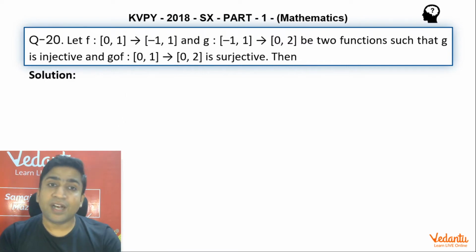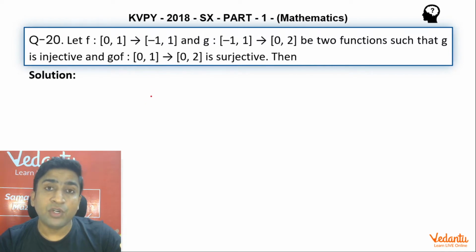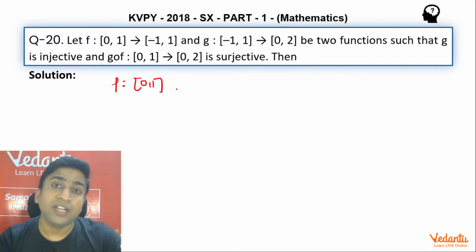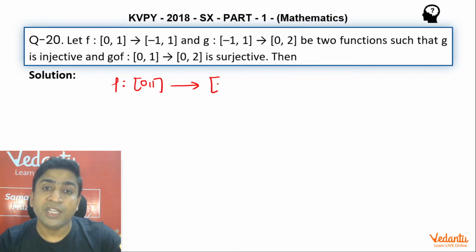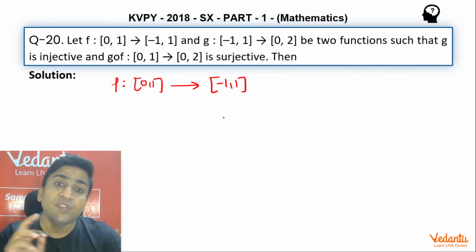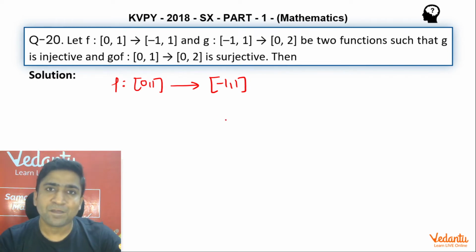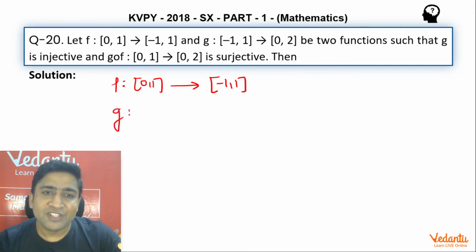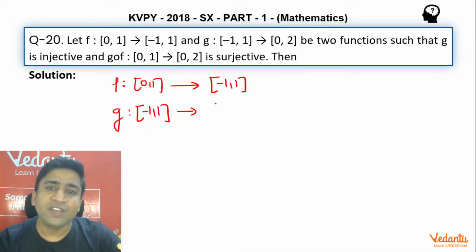I hope all of you will agree that if I want to define g∘f, first of all, the input will be taken by f from 0 to 1, and corresponding to all the inputs from 0 to 1, it will give values in the interval from -1 to 1. Whatever output you get from f, in the interval -1 to 1, will go as an input into g, and g accepts inputs from -1 to 1, which is actually the codomain of f, and gives an output in 0 to 2.